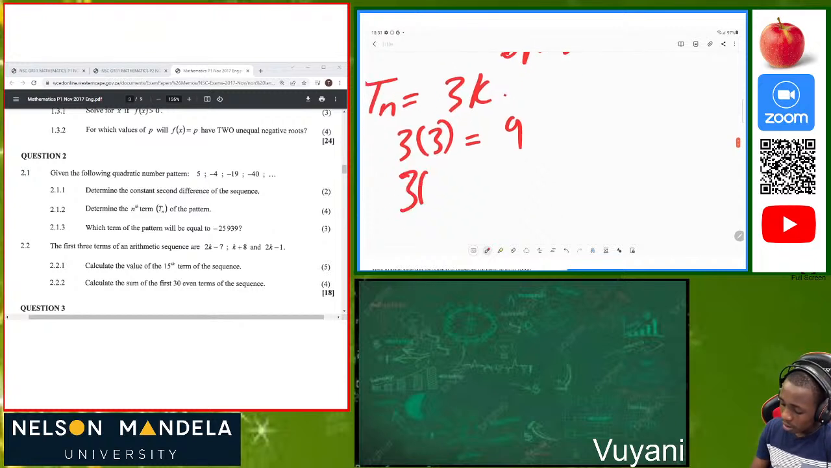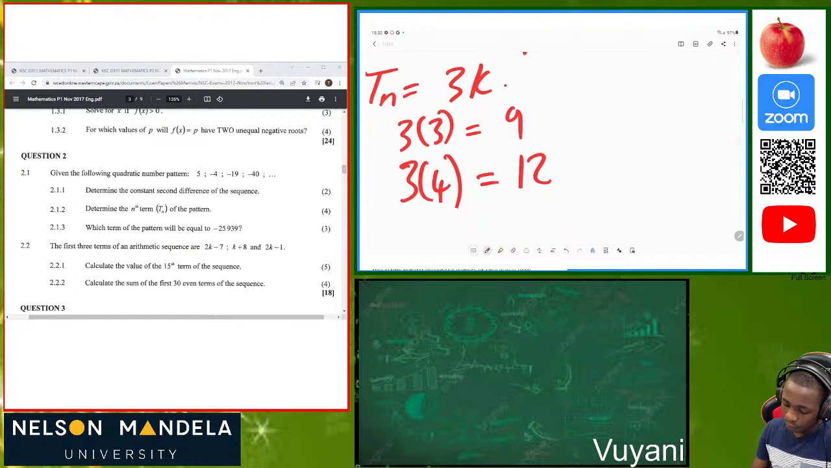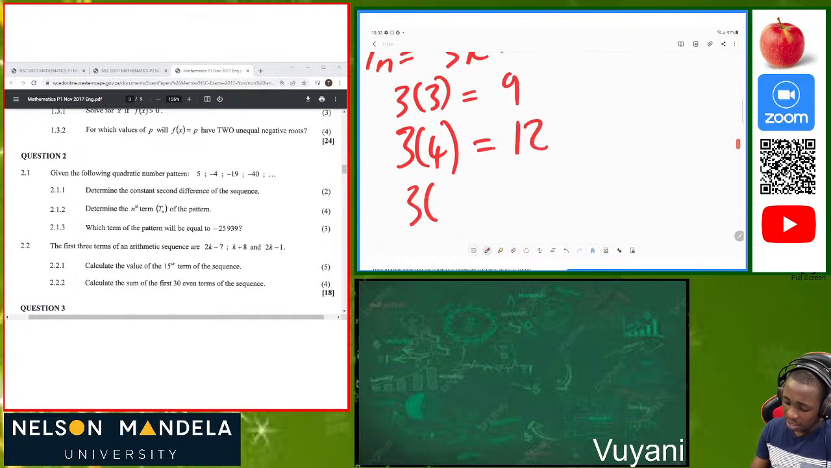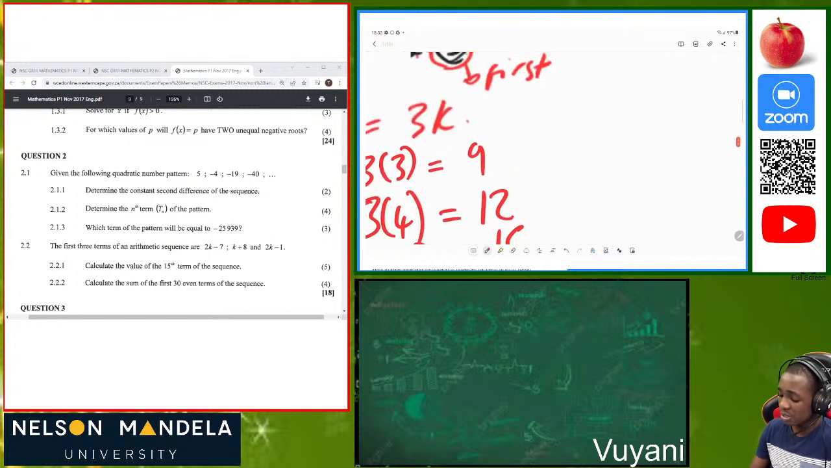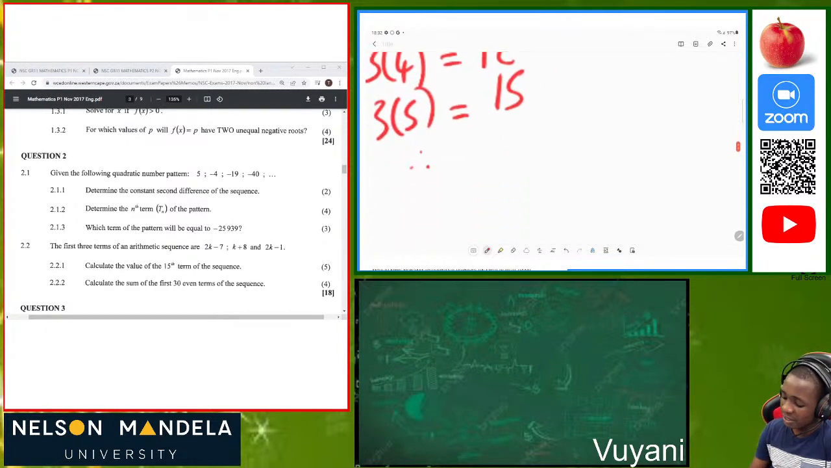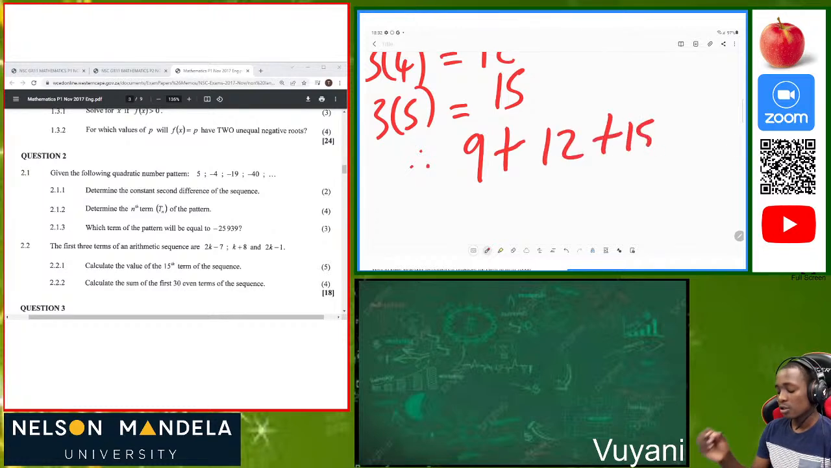Bear in mind that we have 3 terms here, from 3 to 5. When we count, we say 3, 4, 5. So the next term is the fourth one, which is 3 times 4, and we have 12. Then we have 3 times 5, which is 15. So when we are summing up using the sigma notation, we are illustrating that we have the series 9 plus 12 plus 15. When you add 12 plus 9, it's 21.